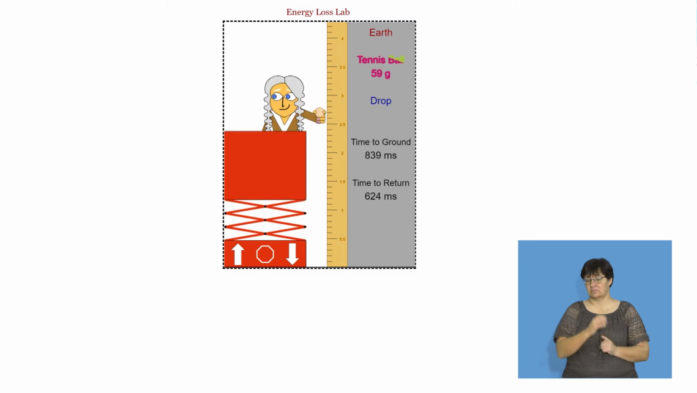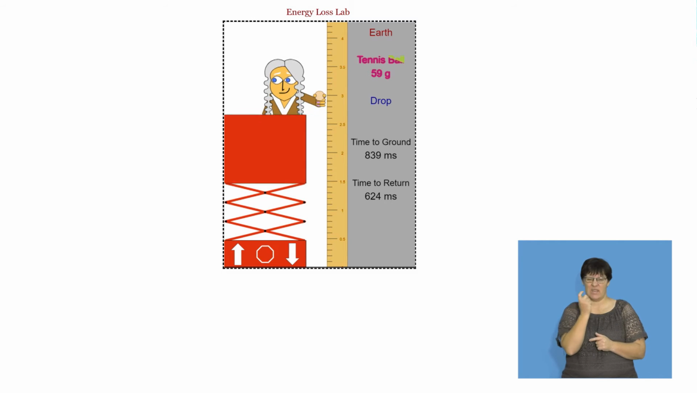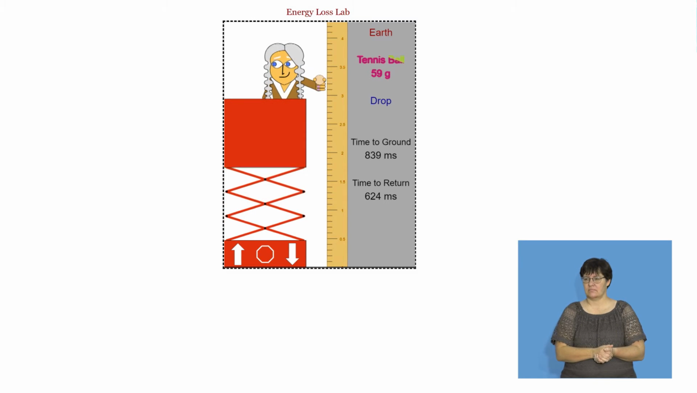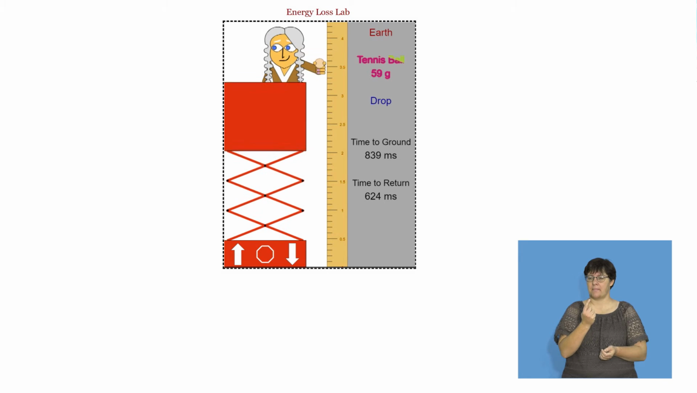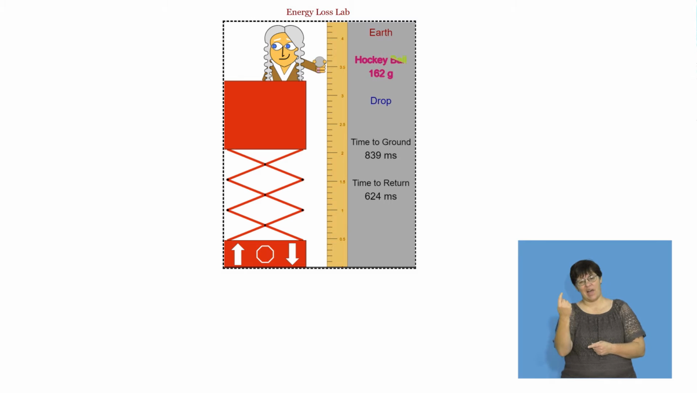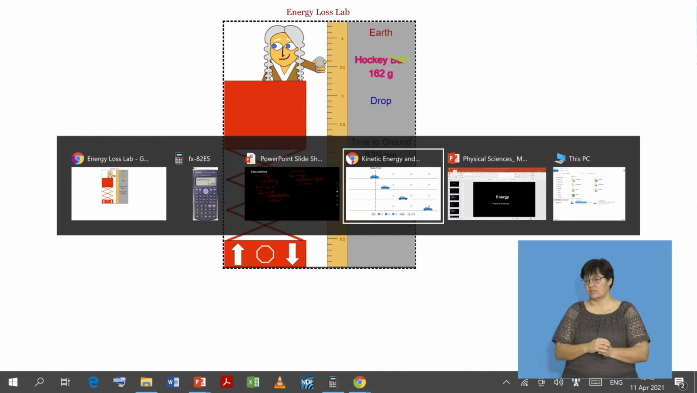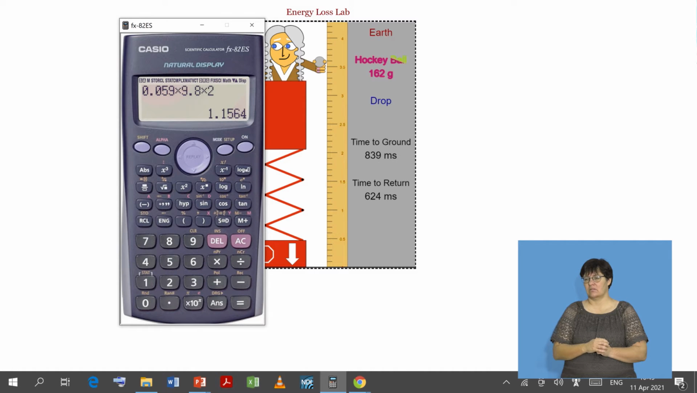We'll do mass instead, because that'll be easier. So here we go, he's going up, he's going up. Let's stop him at 3.6. Let's use something other than a tennis ball. Hockey ball. 50, we did it 59, now we've got 162. That's about 3 times bigger, okay? Not quite, it's about 2.5. Actually, let's just check how many times bigger it is. So I'm going to take the 162 divided by 59, and it's 2.7.